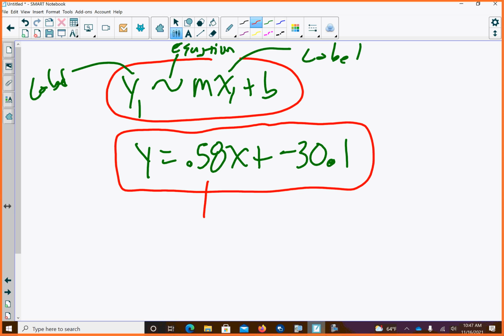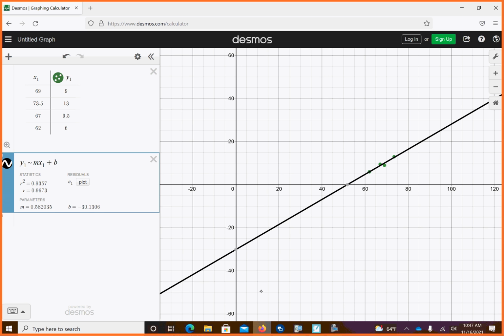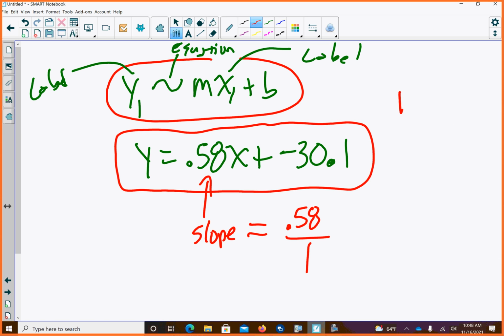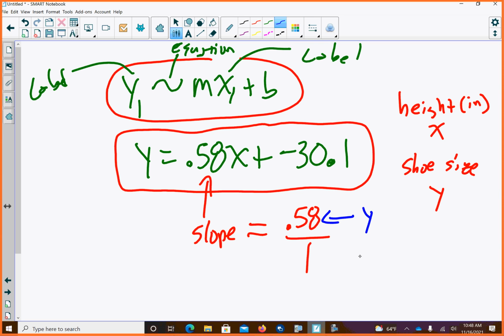So, my friends, this is my slope. Remember, the slope I can make as a fraction. I'm going to make 0.58 over 1 as a slope. Okay? So if we go back to our data, our height was the X value and our shoe size was the Y value. Agree? So height in inches is the X value and shoe size is the Y value. So is this the Y value on top, and is this the X value on bottom? Because is our slope equation this?